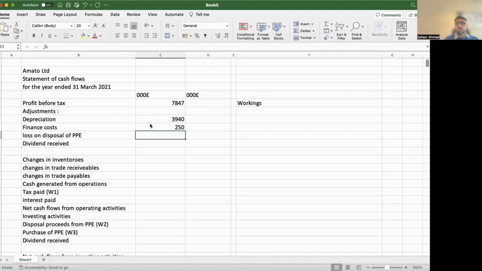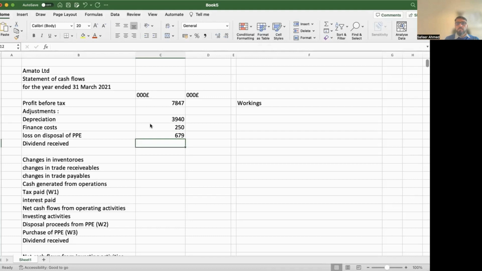And loss on disposal of property, plant, and equipment, again, is not an actual money loss. It's basically a loss we have created. We looked at the book value of the asset and we looked at the sale proceeds of the asset. So this is not a cash loss in that sense. Therefore, this is a non-cash expense as well. So we will be adding it back, which is 679.